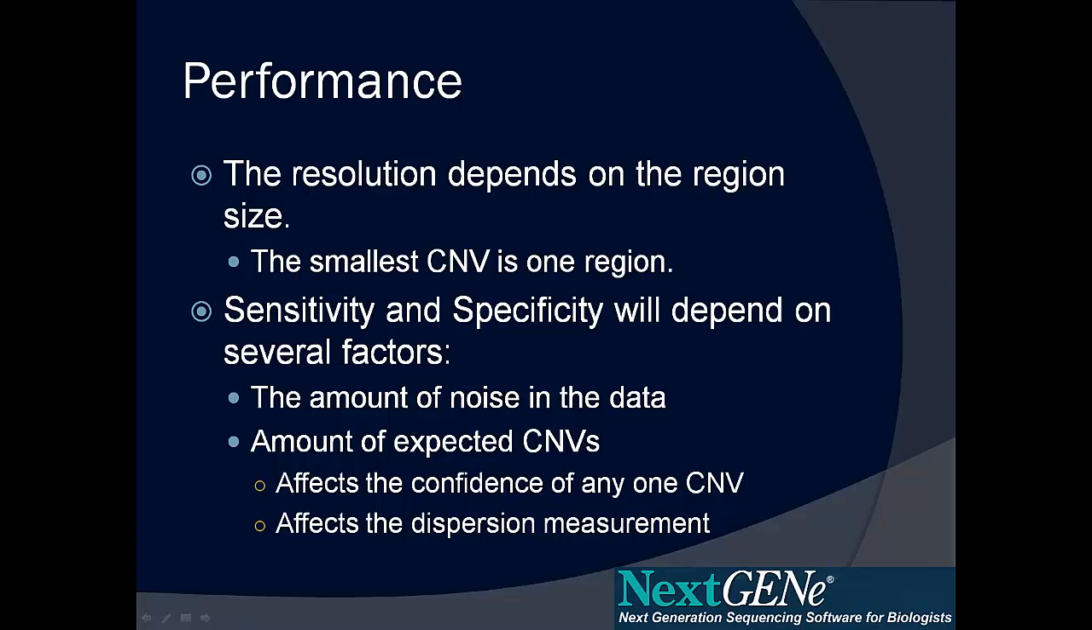The sensitivity and specificity will depend on a few different things. The amount of noise in the data: if it's a very clean comparison where the sample and the control were part of the same sequencing run, and the library was prepared at the same time, that will usually help reduce the amount of noise and make us more confident in our calls. Also, again, the amount of expected CNV setting. This will affect the confidence of any one CNV that we calculate, and also it'll affect the dispersion measurement where we're calculating the amount of noise.